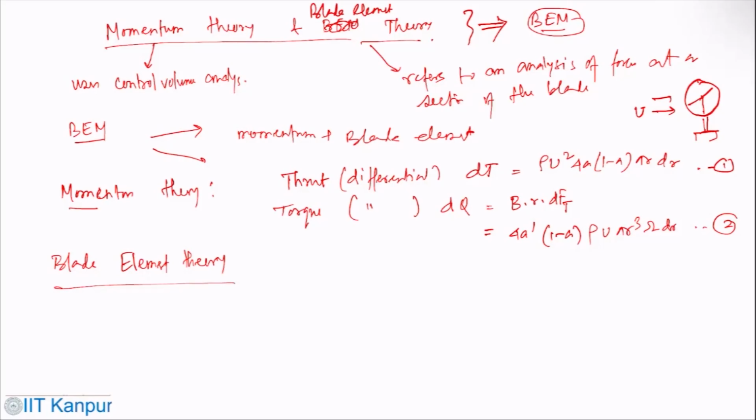And you can have omega r plus omega a prime r, which is the induced angular velocity, or one can say the tangential velocity, which is omega r into (1 plus a prime). So that is your induced tangential velocity or angular velocity.